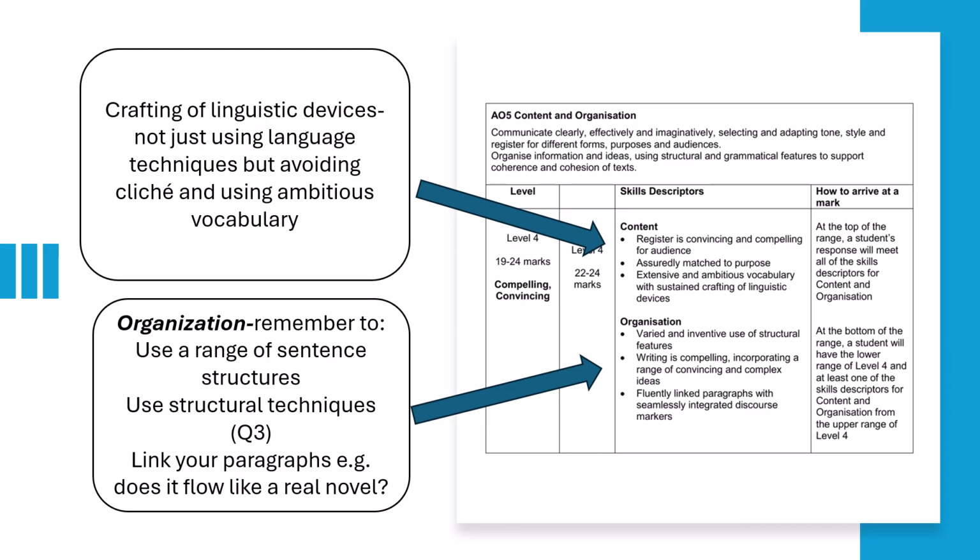When you're thinking about the organisation of your writing, you need to remember to use a range of sentence structures, so simple, compound and complex. Use some of the structural techniques that you may have spoken about in question 3, so things like zooming in, zooming out, shifting focus. There's nothing wrong with doing things like a resolution or a cliffhanger as well. And also link your paragraphs. So does it flow? Does it sound like a real novel?